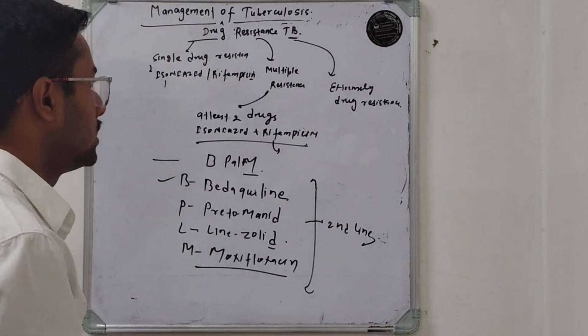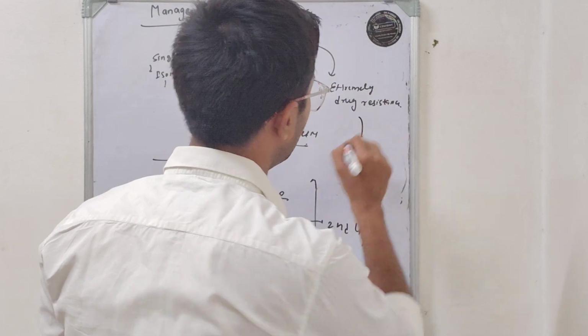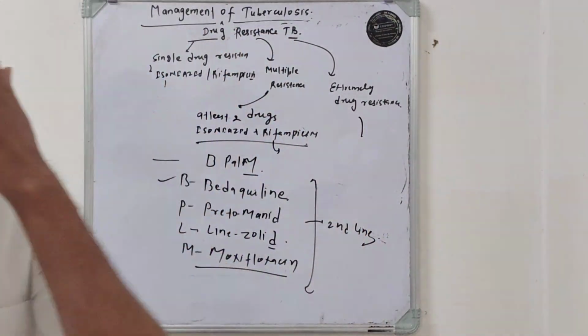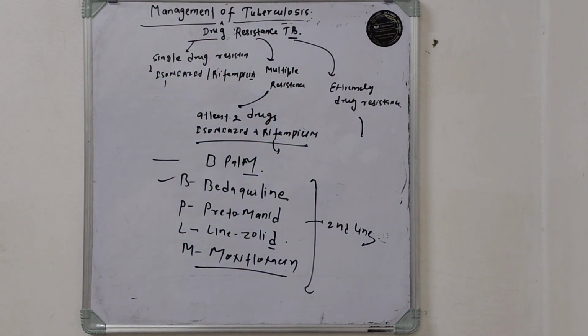Now we go for extremely drug resistance TB. Wait for 1 minute. Okay, it's fine.